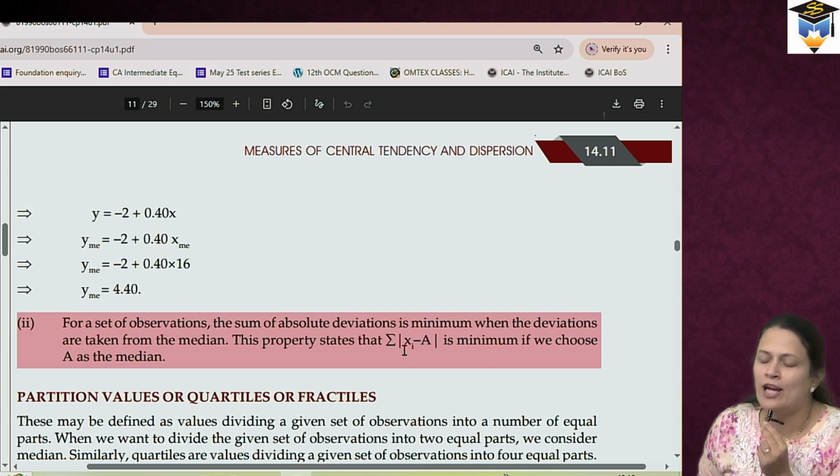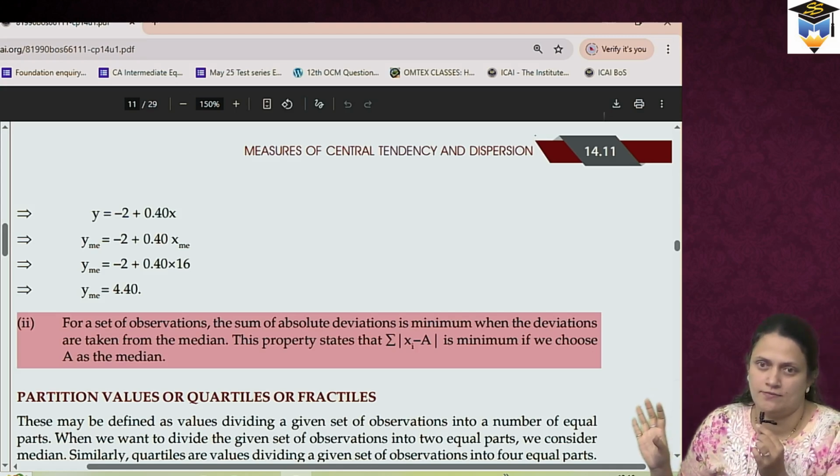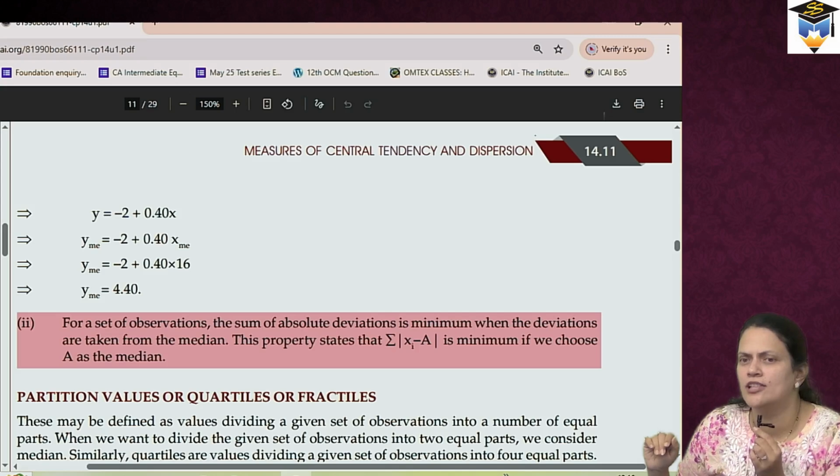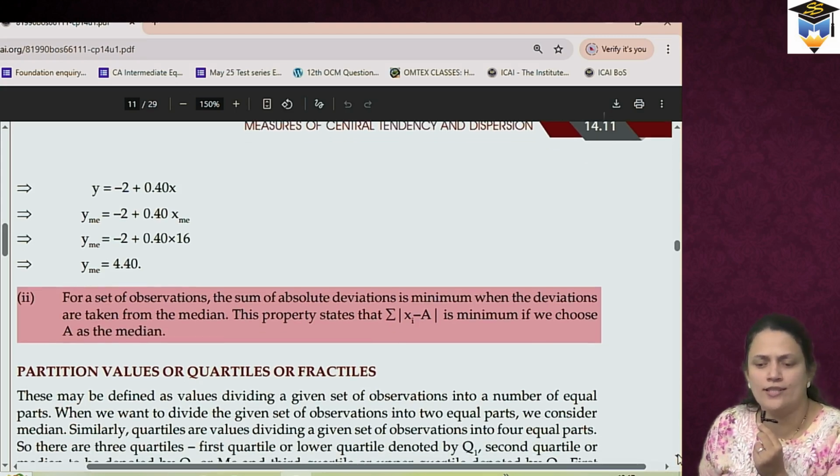Suppose the value of xi is 10, and the value of a is 40. What is 10 minus 40? Minus 30. So when you take it inside an absolute value bracket, you have to just take the value 30, not the sign. Absolute value, modulus. Okay, so understood this part.